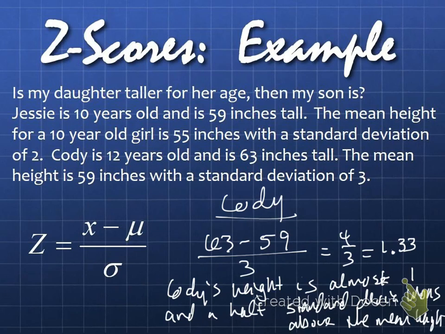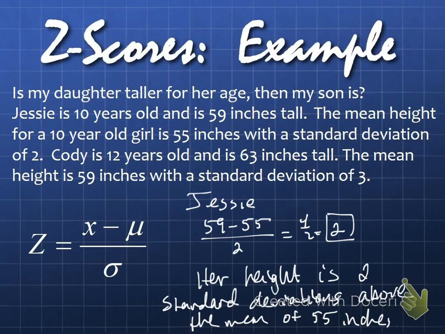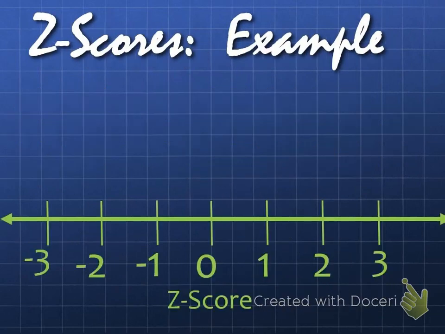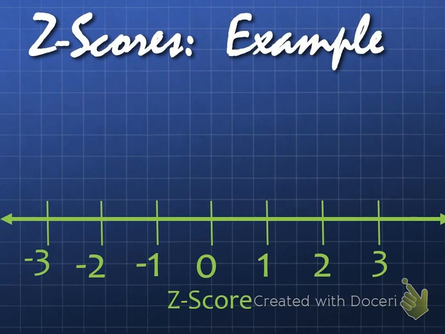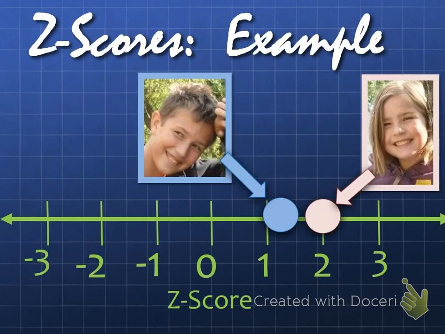Right? So which one's taller for their age? Well, since Cody is only 1.33 standard deviations above his distribution's mean height, and Jesse is 2 standard deviations above her distribution's mean height, then Jesse is taller for her age, right? So that's how we make that decision. Which one's farther away from the mean? Okay. Now, you can be above the mean, or you can be below the mean. And the sign is where that comes into play. So here we plot out the standard deviations. So again, since Jesse is 2 standard deviations above the mean and Cody's only 1.33, she's going to be taller.